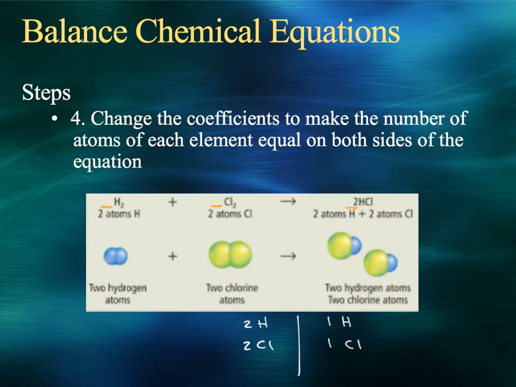Sometimes you change both of them, but more than likely you're going to have to change the one that's got the smaller amount. So over here we've got one of each, which means we're probably going to have to adjust the coefficient in front of the HCl. So it's not going to be 1. Well, if I put a 2 there, like they've done, I now distribute that 2 to everything in there. Instead of 1 hydrogen, I now have 2 hydrogens. And instead of 1 chlorine, I now have 2 chlorines. And this is what we are going for here. We want to end up with equal numbers.